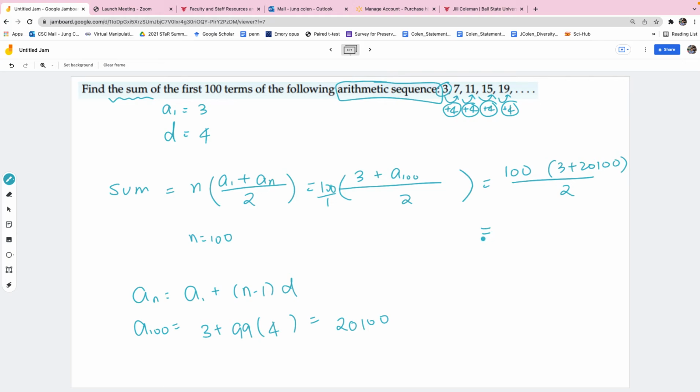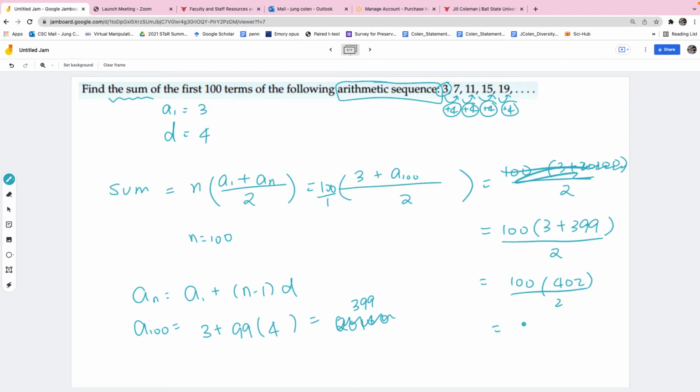So you can find the sum. Oh, I did the wrong one. So what is this number? 99 times 4 plus 3 is 399. Okay, so let me rewrite that. We have 100 times the first number 3, plus the last number 399, over 2. That is 100 times 3 plus 399, which is 402, over 2.